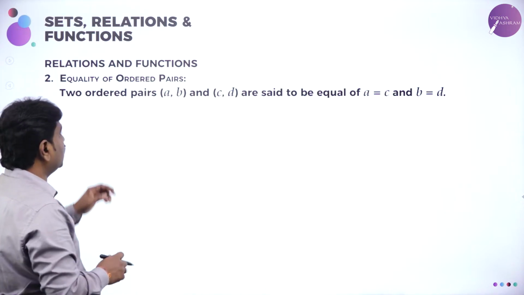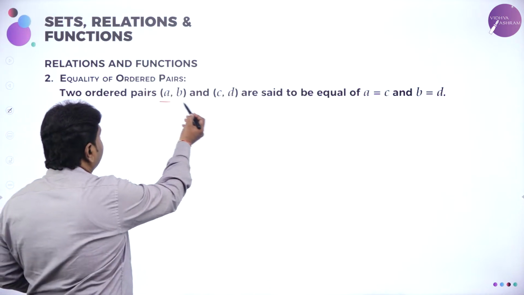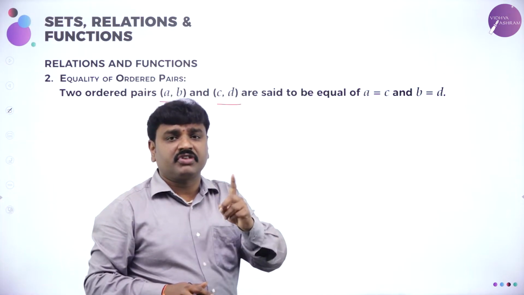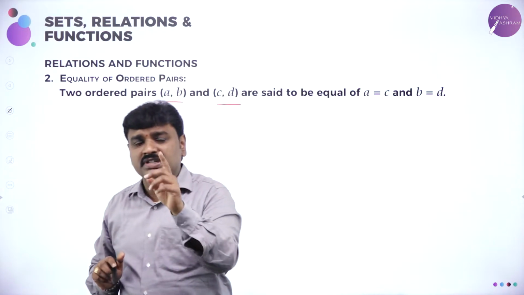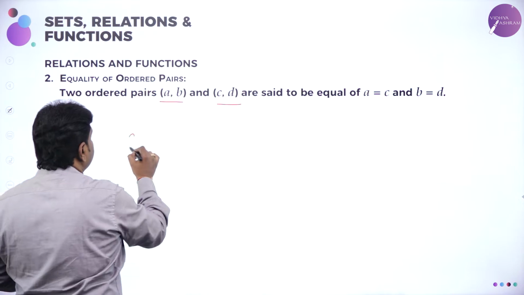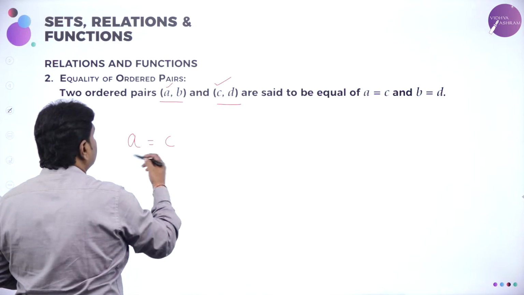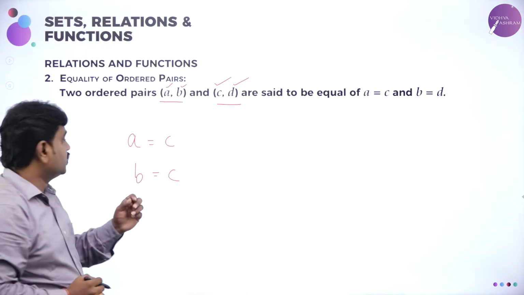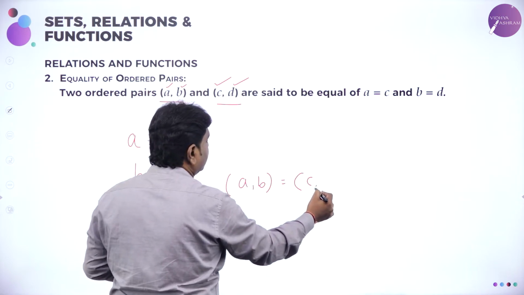Before we go to the Cartesian product, if I take any two ordered pairs, say (a, b) and (c, d), we can say two ordered pairs are equal if the first element is equal to the first element and the second element is equal to the second element. See here, the first element is a, and here the first element is c. If the first elements are equal and the second elements are equal, then we say the ordered pairs are equal. So if a equals c and b equals d, then I can say (a, b) is the same as (c, d).